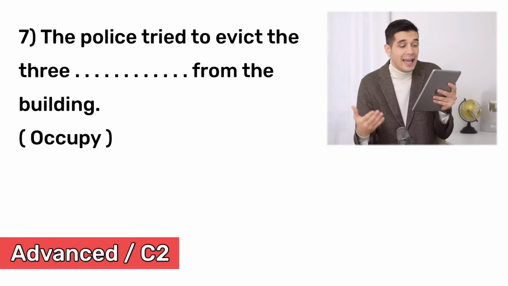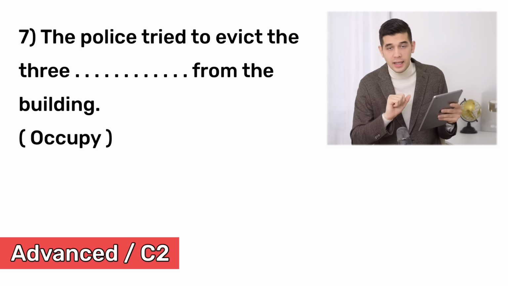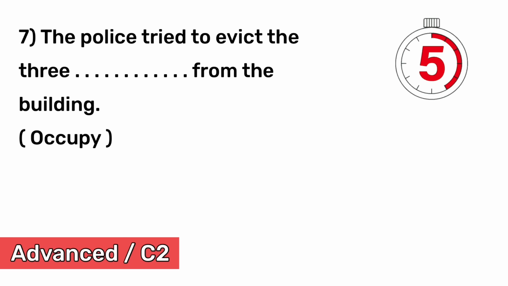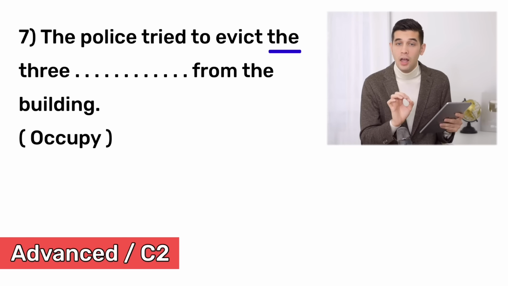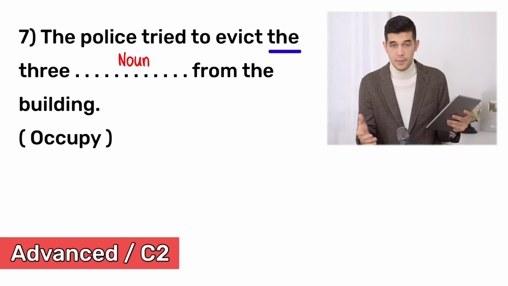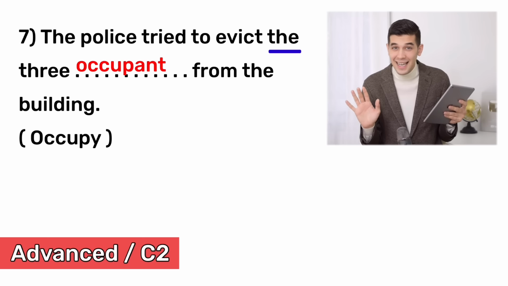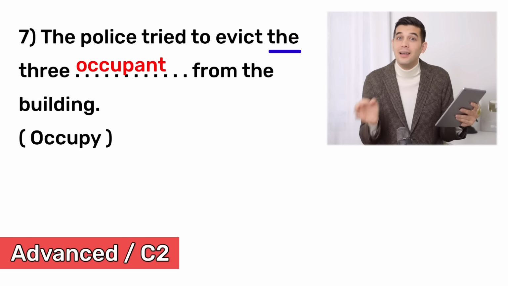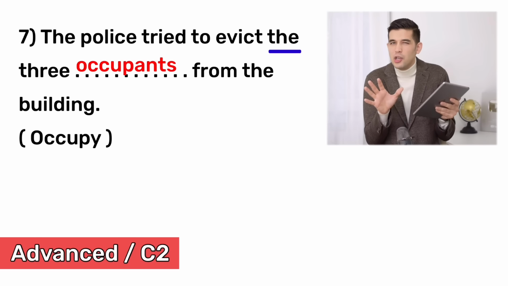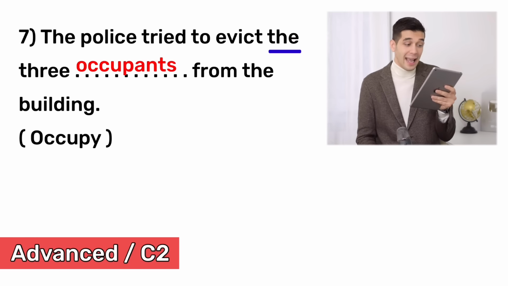Question 7. The police tried to evict the 3 from the building. And the word is occupy. All right, before the gap we have the, which means in the gap we need a noun. Occupy is a verb. What is the noun? Occupant. But that's not the answer. Why? Because we have the 3, so it should be plural. The 3 occupants. Occupant means resident, somebody who lives somewhere. Okay, moving on to question 8.